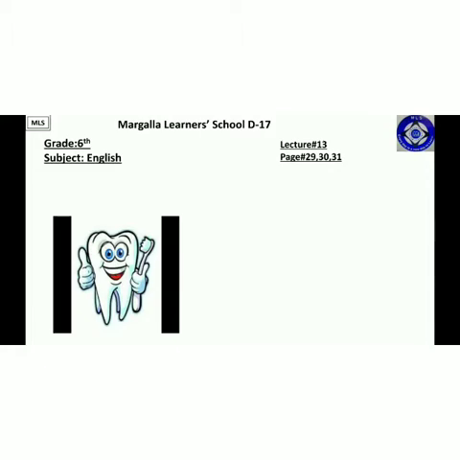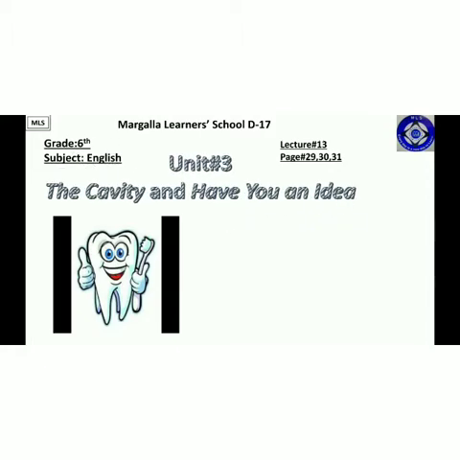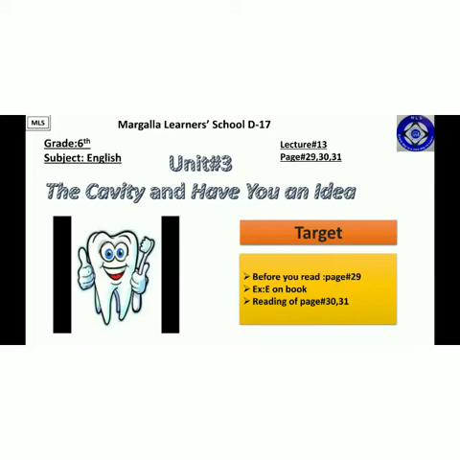My dear students, we are doing chapter number 3 named The Cavity and Have You an Idea? In the previous lectures, we learned about the new words, their meaning, and then we did certain exercises on page number 28, on page number 29. Our today's target is to do Before You Read on page number 29, where we would be doing exercise A. After then, we would be doing the reading of page number 30 and 31.